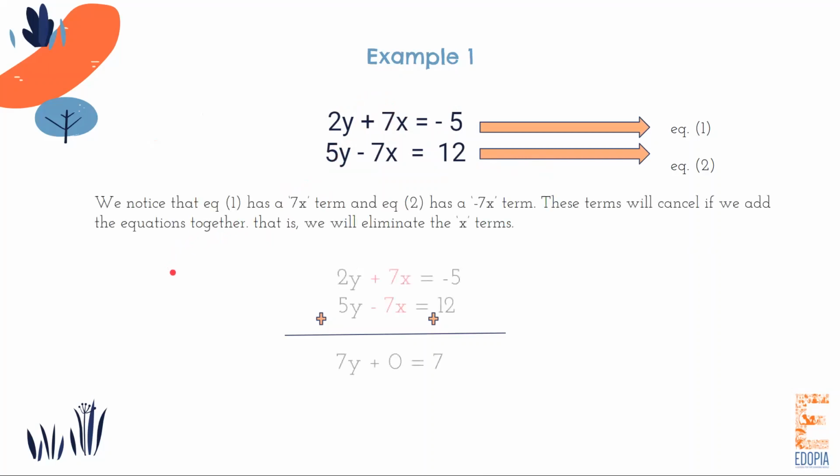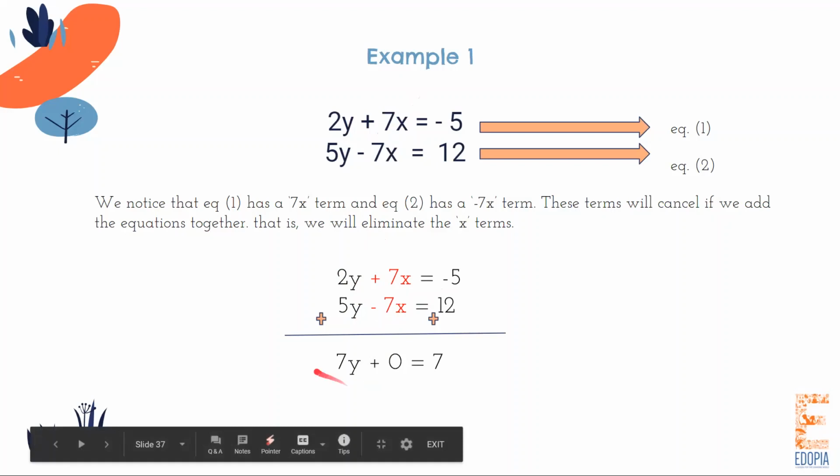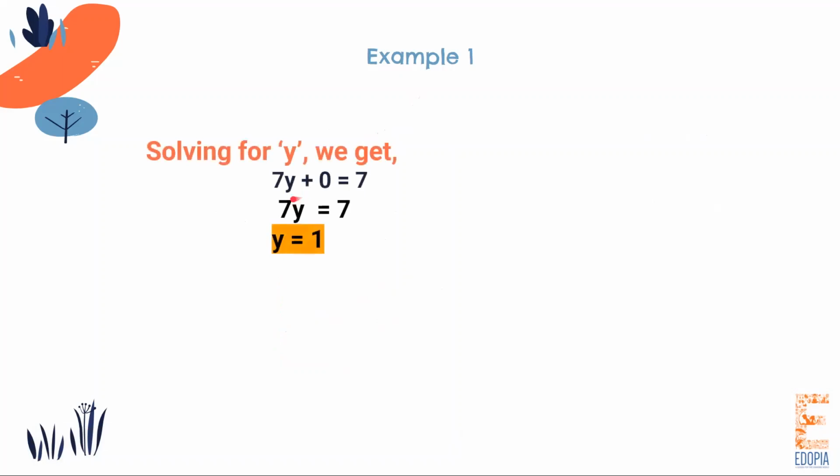Let us see in detail how we are going to do it. So 2y plus 7x equals minus 5 and 5y minus 7x equals 12. We have simply added these two equations. We will cancel out plus 7x and minus 7x, which would give us 0. We are left with 7y equals 7. Now we will solve for y. We were left with 7y plus 0 equals 7. As you know, 0 plus any number would give us back the same number. 7y plus 0 equals 7y equals 7.